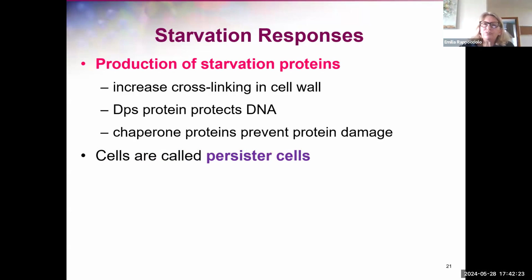It's not a cell that is working like it was before, and the metabolic rate is very low. And these are surviving cells. They're cells that are holding on, waiting for things to get better. And these are called persister cells, cells which are entering this kind of state of survival.